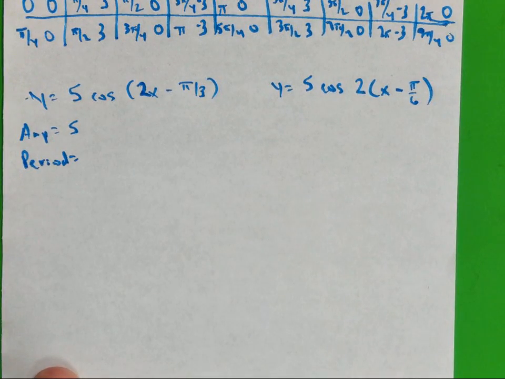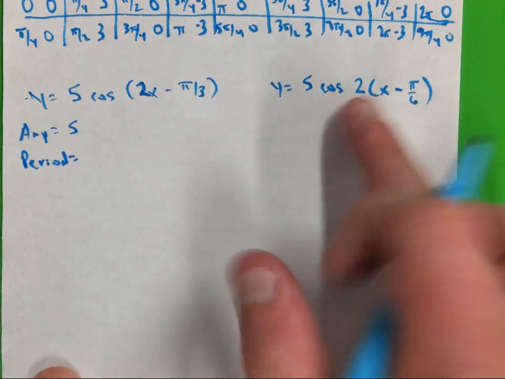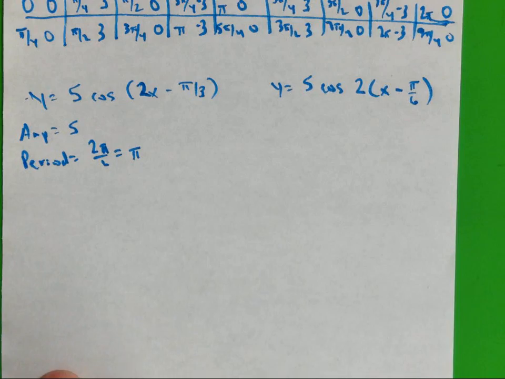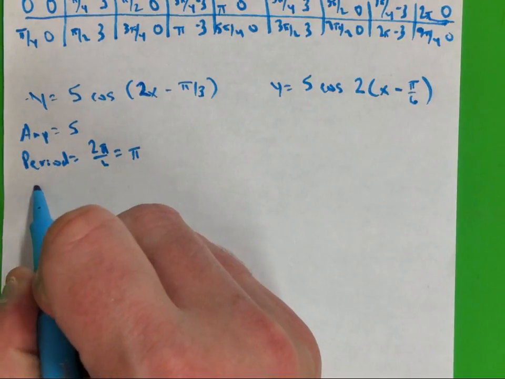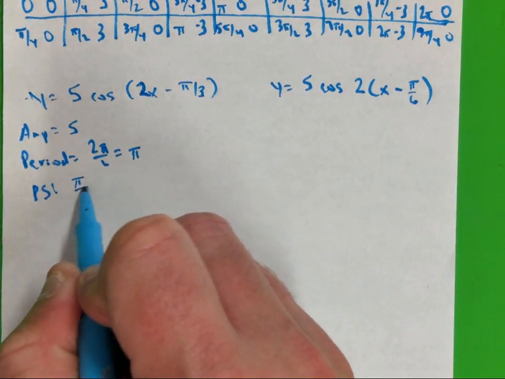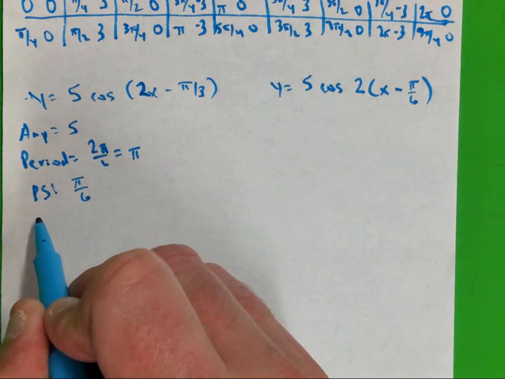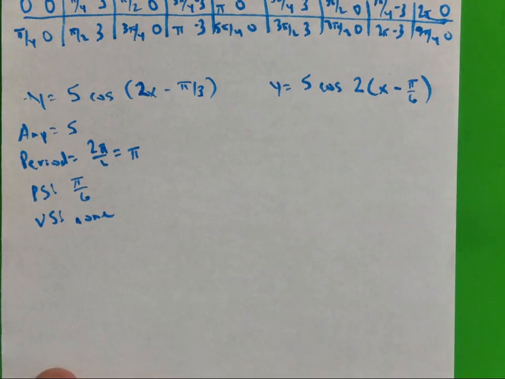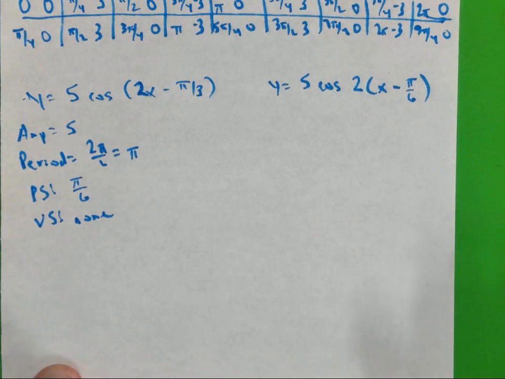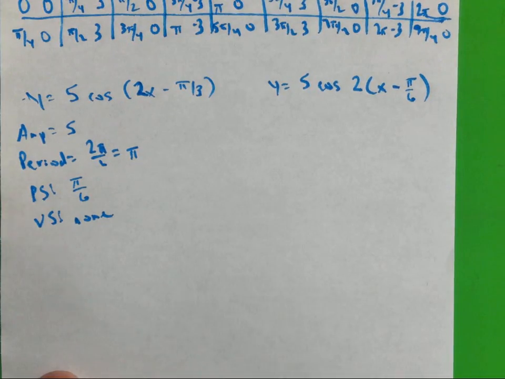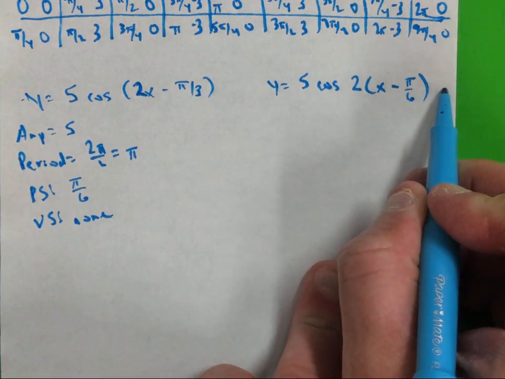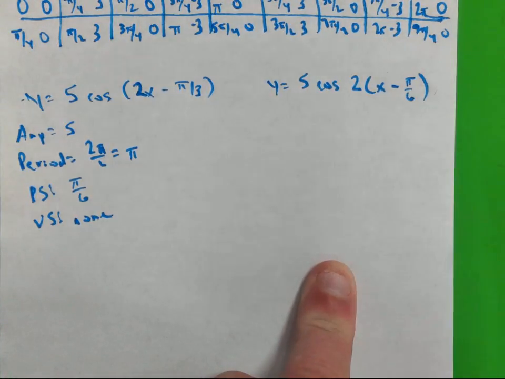So your period would be 2 pi divided by 2, which is pi. Phase shift is opposite of what you see. Pi over 6, you see negative, so it becomes positive. And the vertical shift is none. The vertical shift would have something like a plus pi on the outside that moves it up or down, okay?